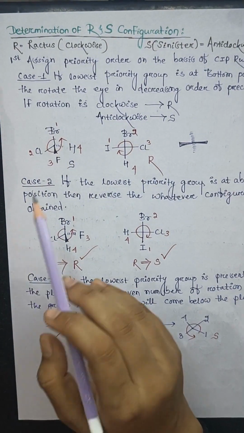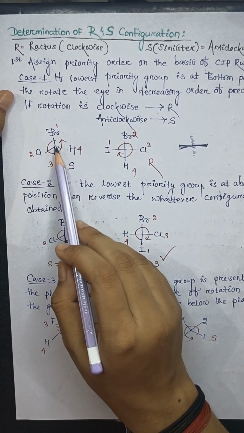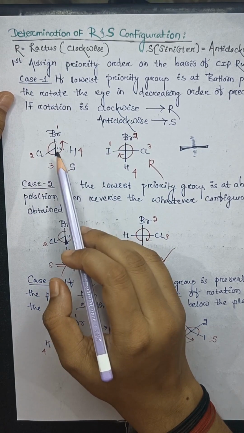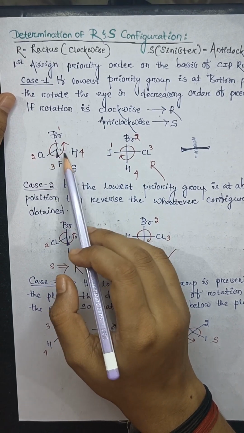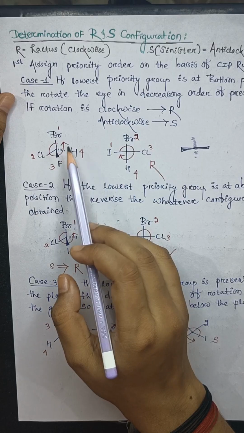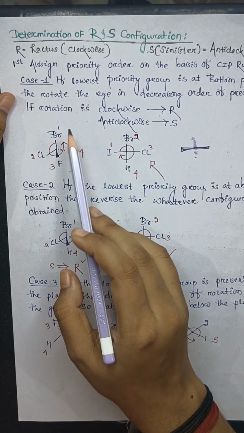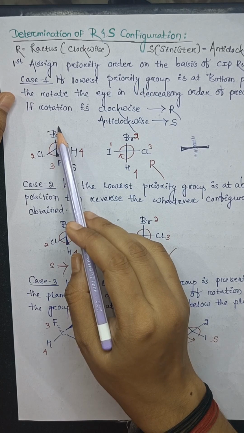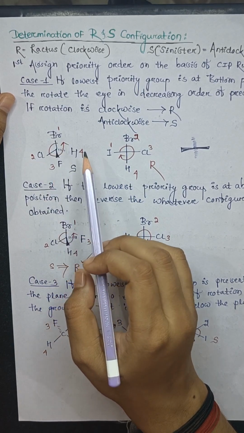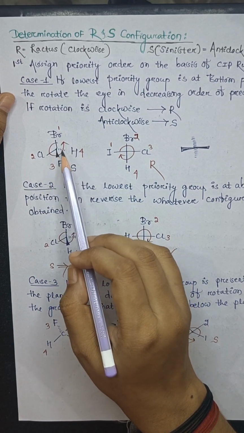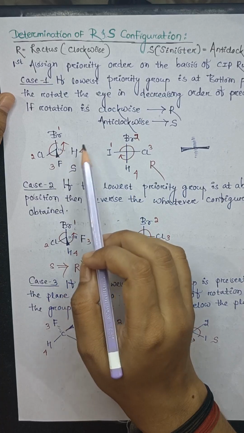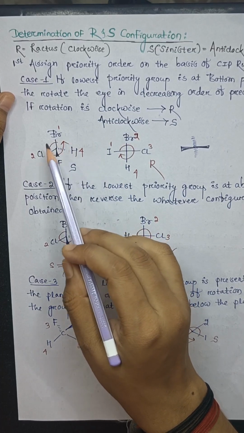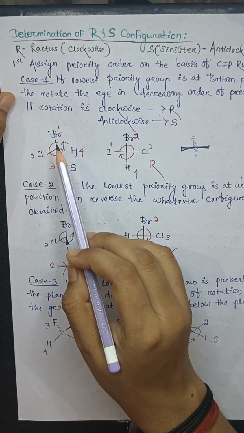Suppose here is the example. Here is the carbon atom, which is sp3 hybridized, bonded to 4 atoms of different nature. Here all are sigma bonds, so we have to give the priority on the basis of the CIP rule. First, we will go by atomic number. The higher the atomic number, the higher the priority. So bromine will be the first one, then chlorine, then fluorine. Fourth is hydrogen. Hydrogen is present below the plane, so there is no need to change. So we will rotate in decreasing order of priority: 1, 2, 3. That means it is anti-clockwise, S. This is in wedge-dash formula.